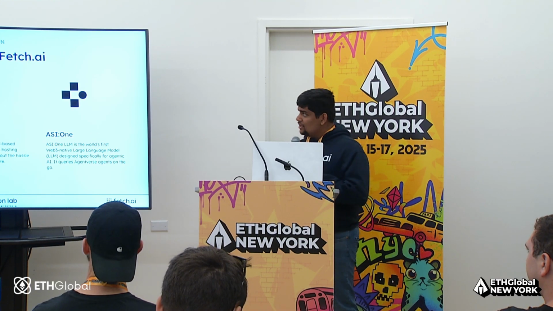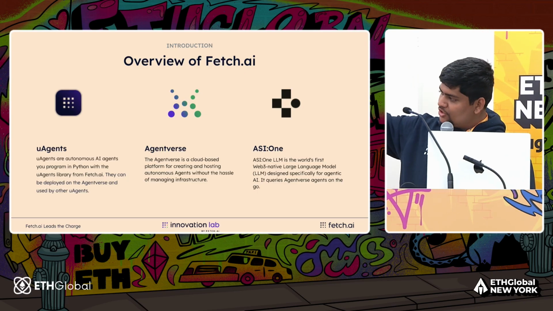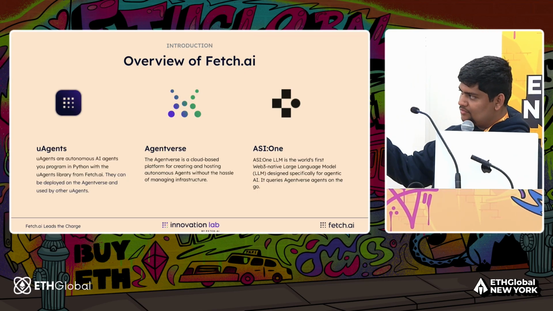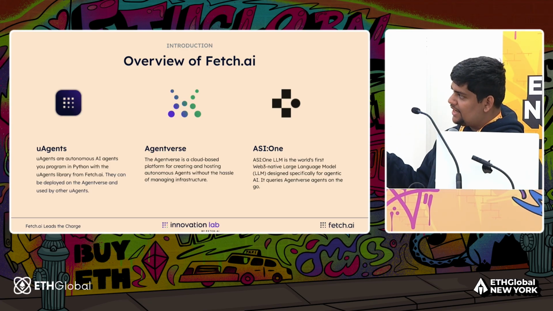So let's get an overview of Fetch AI. Our tech stack mainly involves these three pillars. The first is UAgents, which is our agent framework where you can create agents using our Python SDK. The next is Agentverse, which is a marketplace where you can register your agents. And the final one is ASI, which is an LLM as well as a discovery layer.